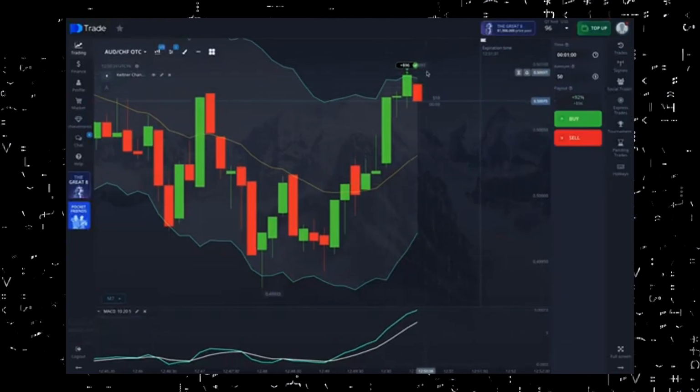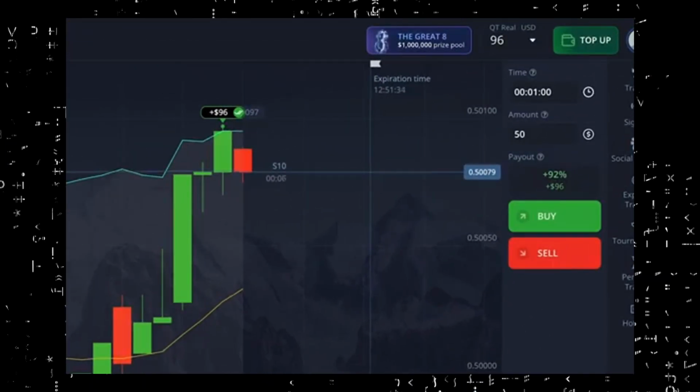Great. The first trade closes in the plus. I made $46. Let's move on to the next situation.